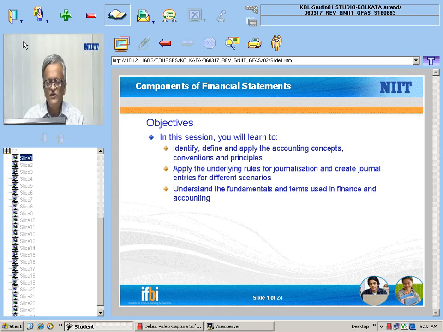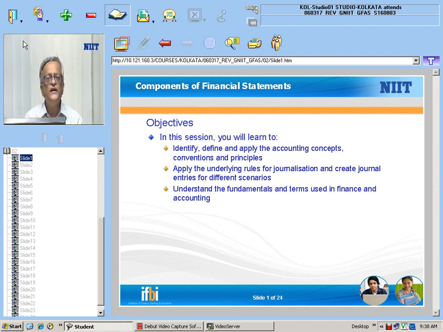Convention means the way something is done. Suppose accounting is done in a particular way, then that is called convention. Accepted usage, how something is done. Not that everybody is doing something in different manners, but the accepted way of doing something, that is called convention. And principles are rules and guidelines. Various rules and guidelines which have been followed all along all these years, these are called the principles.